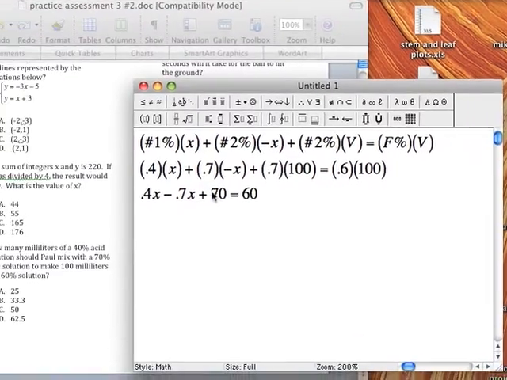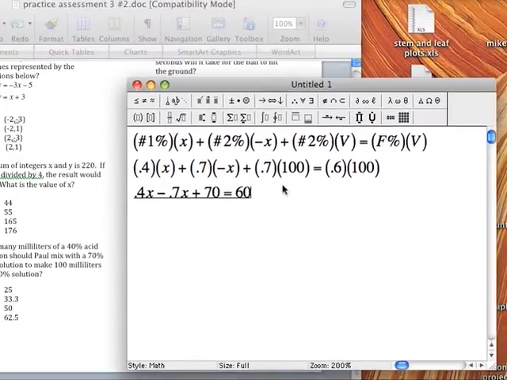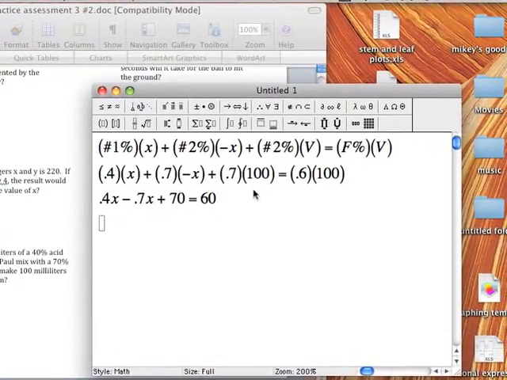Let's see. I have some terms here, so why don't I subtract? So 0.4x minus 0.7x is negative 0.3x. Plus 70 equals 60. And I'll subtract 70 on both sides right now. So negative 0.3x isn't going to change, but 60 minus 70 is going to be negative 10.